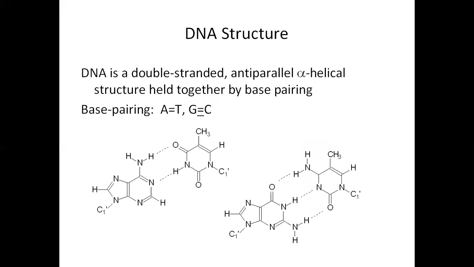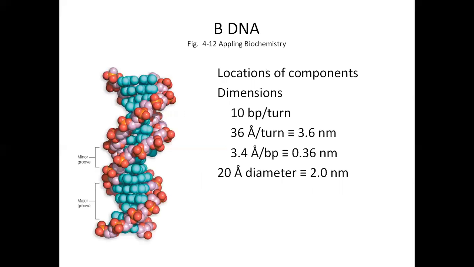Base pairing occurs as A and T form 2 hydrogen bonds, and G and C form 3 hydrogen bonds, as shown here. You should be able to correctly indicate the functional groups that are involved in these hydrogen bonds. The most common type of DNA secondary structure is the B-DNA form of an alpha helix, shown in figure 4.12 of your book. The AT and GC base pairs form the center of the alpha helix, as shown by the blue spheres in this figure.